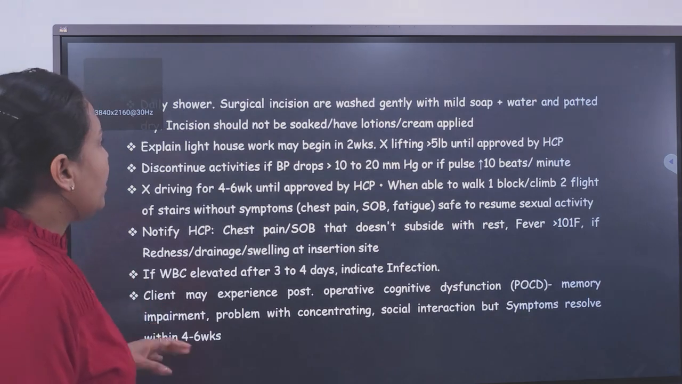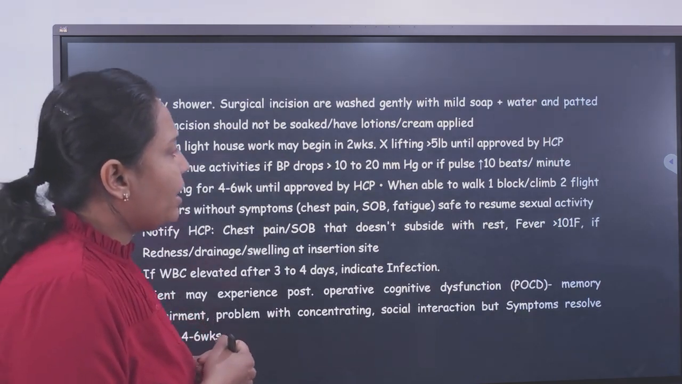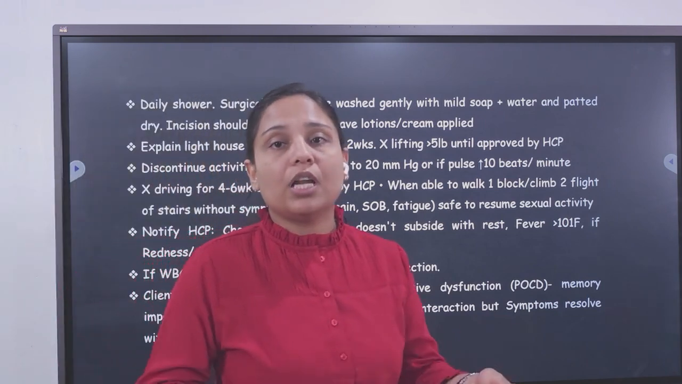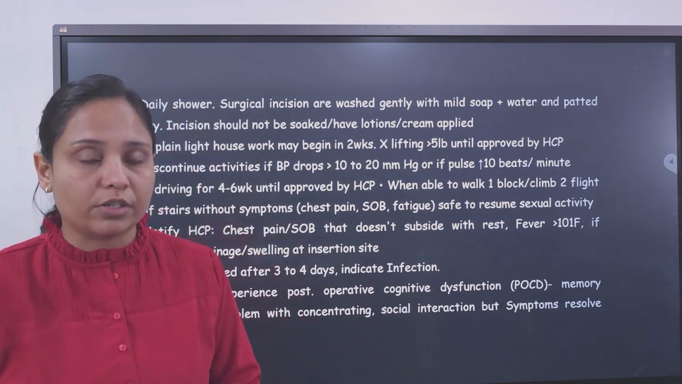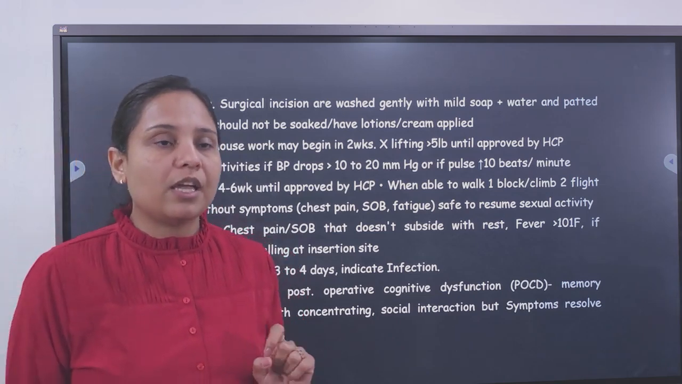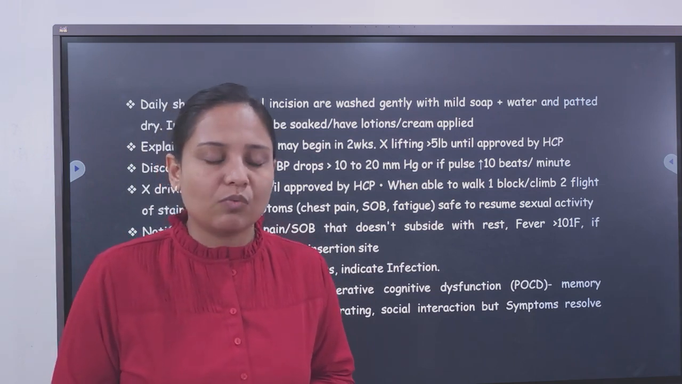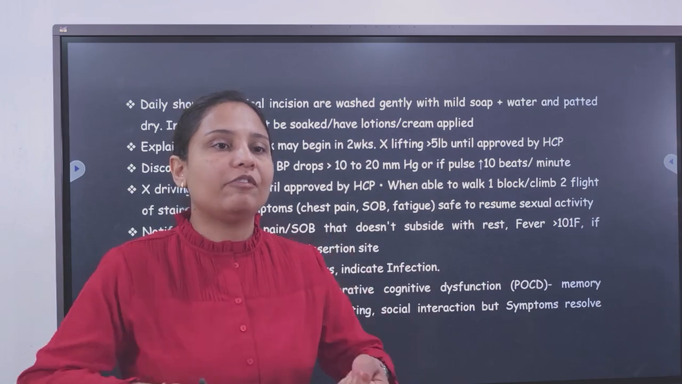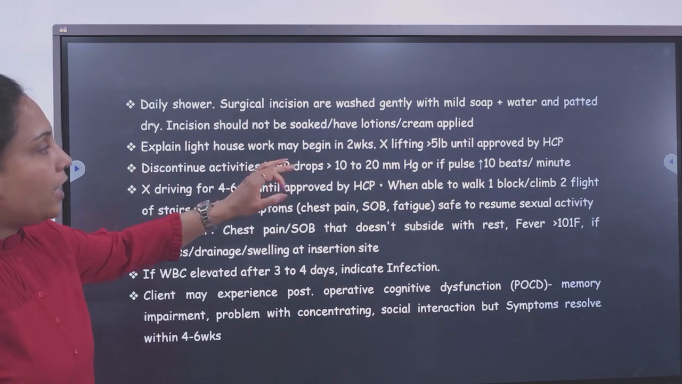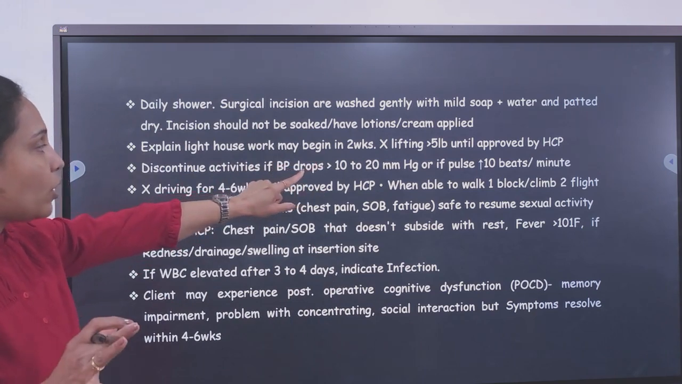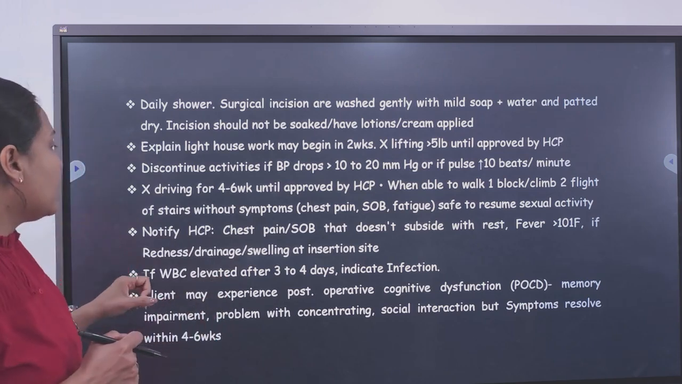So, important intervention, daily shower, we already talked about. Explain that light housework may begin in 2 weeks, but you are not allowed to lift anything heavy, more than 5 pounds, until approved by the doctor. Some doctors will say you are also not allowed to drive. So the patient cannot drive for at least 1 month, and cannot lift something heavy. So no driving, and light household work you can do, but no heavy lifting of more than 5 pounds. Okay.